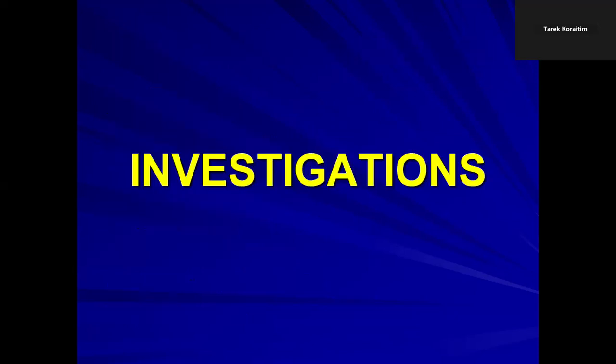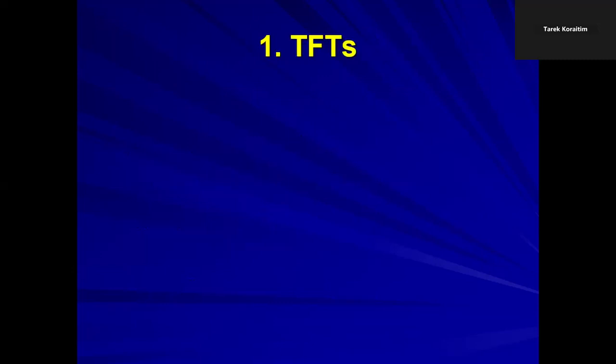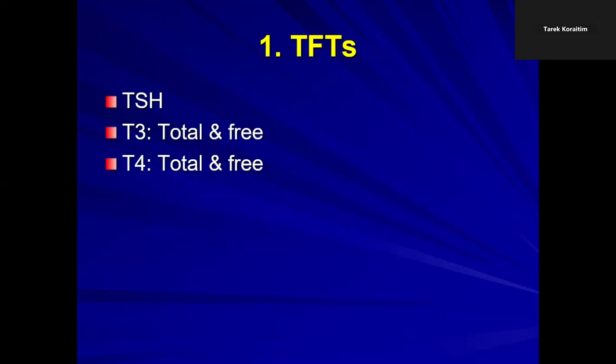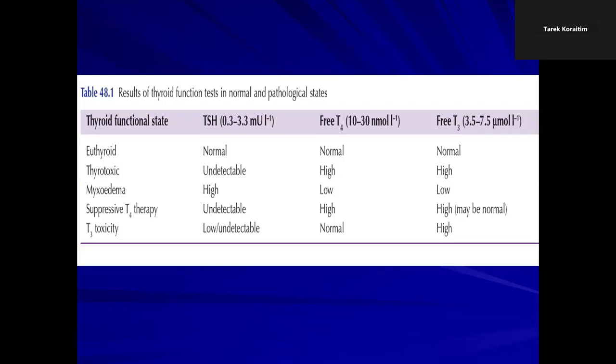We are left now with investigations. Investigations include first the thyroid function tests. This includes estimating the TSH and total and free T3 and T4 in the blood, and also thyroid autoantibodies, which are high in certain autoimmune diseases such as Hashimoto thyroiditis and Graves' disease.